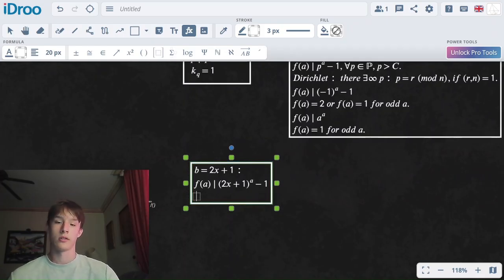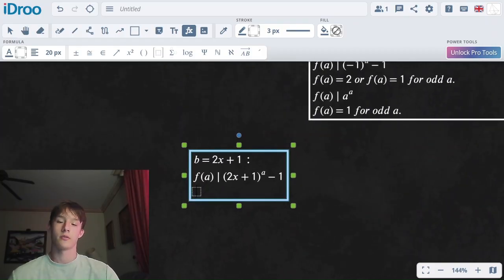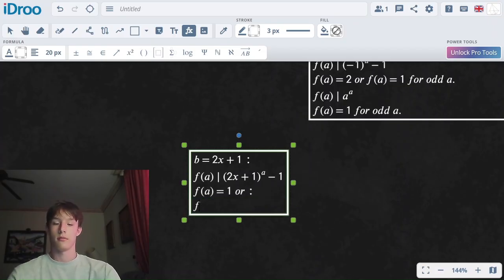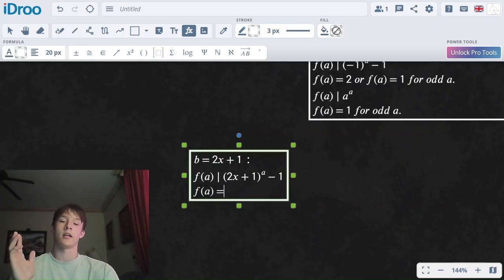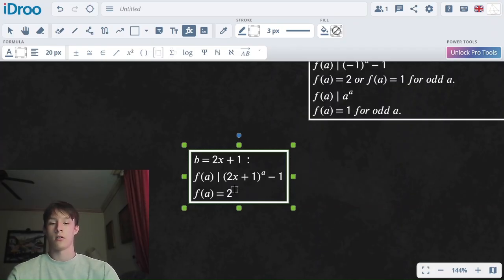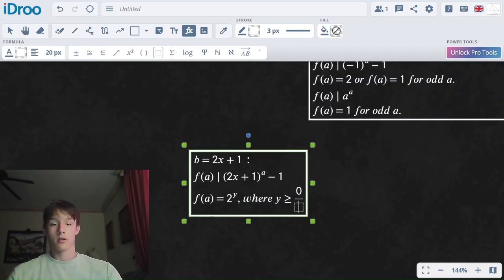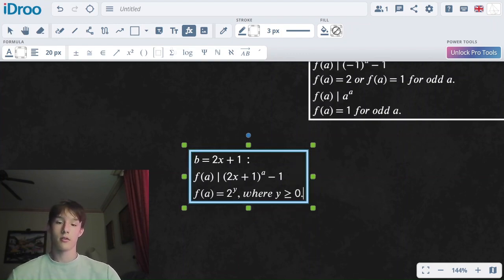And we learned our lesson, we were doing absolutely kind of the same thing, but now we have the information that 2x plus 1 can be any odd number. Therefore, if f of a has any prime factor that is odd, we can take this prime factor, put it in here, and we get a contradiction immediately, or we get that f of a equals 1. Well, basically, f of a can't have any odd prime factor, because then this won't be true. So f of a is 2 to the power of y, where y is greater than or equal to 0, for all a.